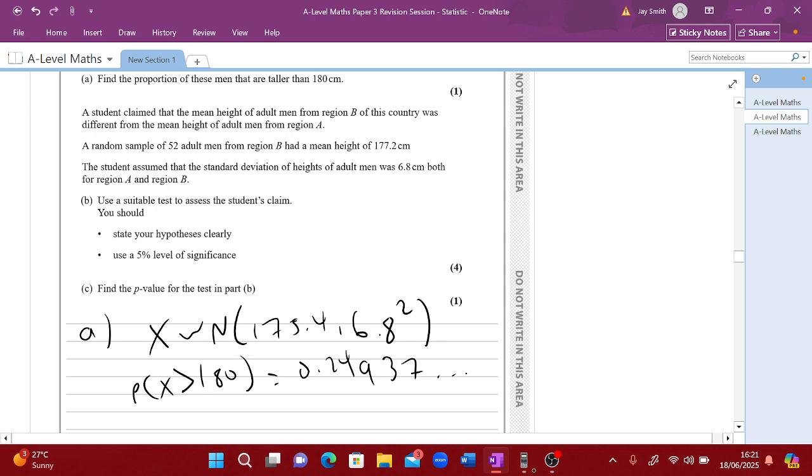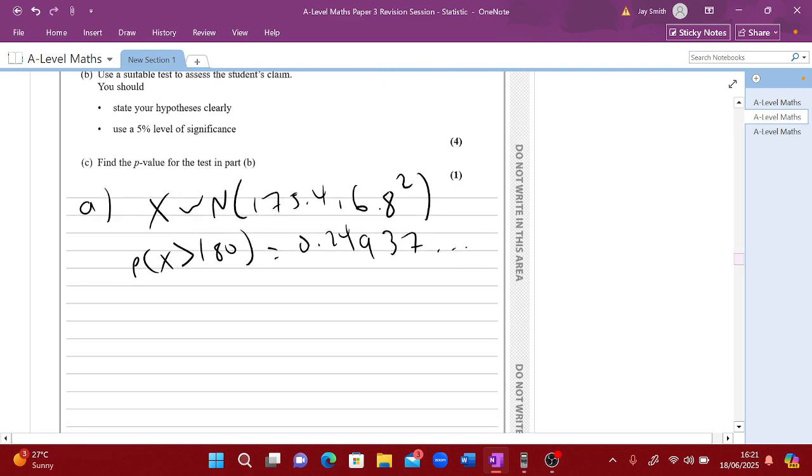Cool. Then it says a student claimed that the mean height from a different region is different to region A. The random sample of 52, I'm going to highlight the numbers, had a mean height of 177.2. The standard deviation was the same in both. We want the hypothesis test on this. So, hypothesis testing on the mean, again, a pretty typical thing.